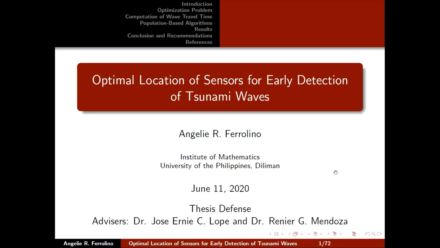This afternoon, we will be listening to Ms. Angeli Ferolino in defense of her master's thesis entitled Optimal Location of Sensors for Early Detection of Tsunami Waves, which she did research for under the supervision of Dr. Jose Ernie Lope and Dr. Renier G. Mendoza.